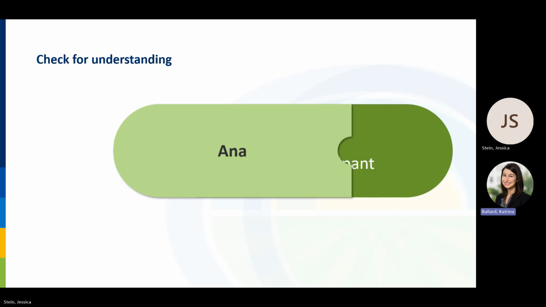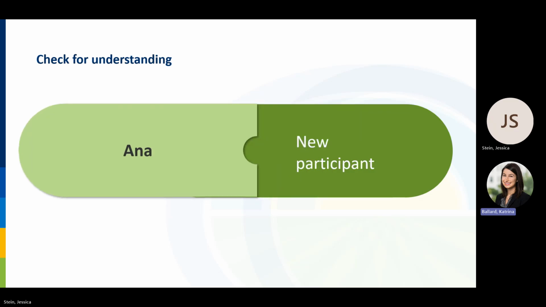We'll reveal the answer. Anna is a new participant because she was not reported as a persister. She did not re-enroll in HEP until after the APR due date the prior year, so she should be reported as a new participant.